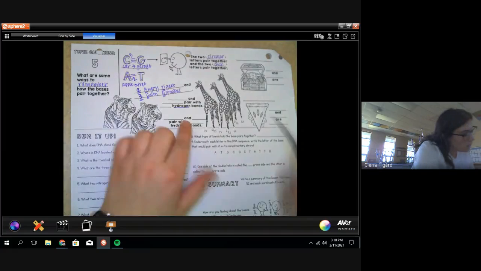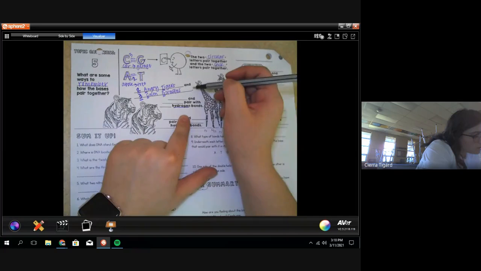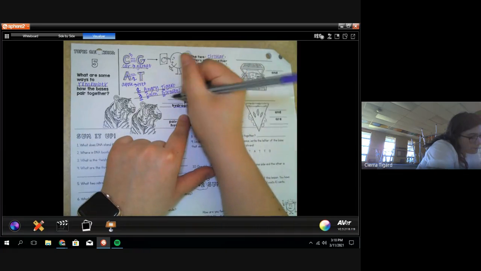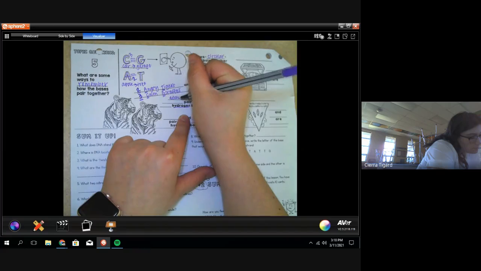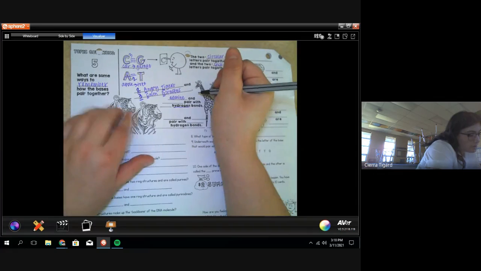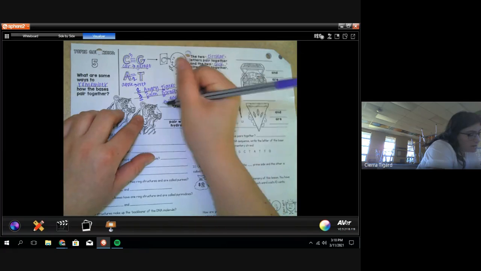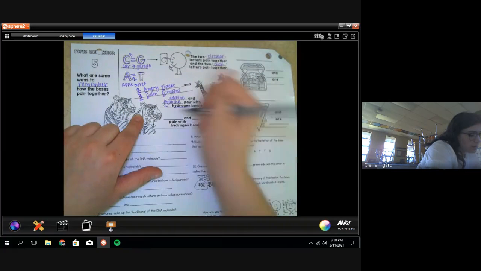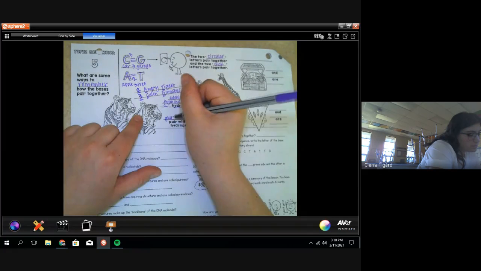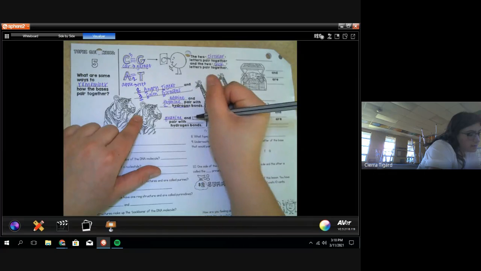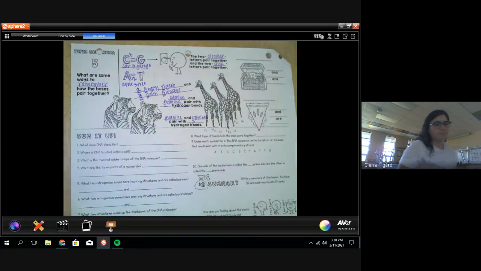So we know that our adenine and our thymine pair with 2 hydrogen bonds, and then our guanine and cytosine pair with 3 hydrogen bonds.